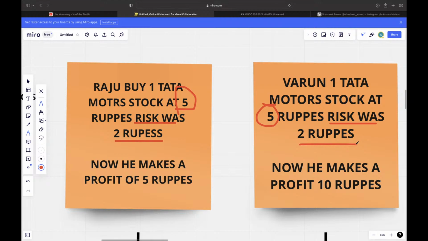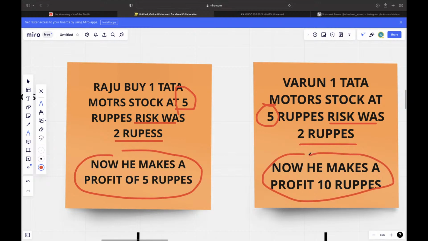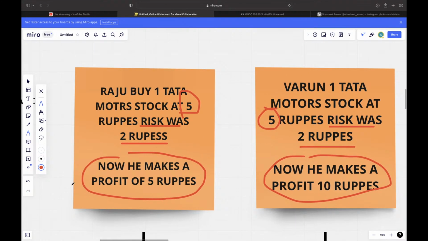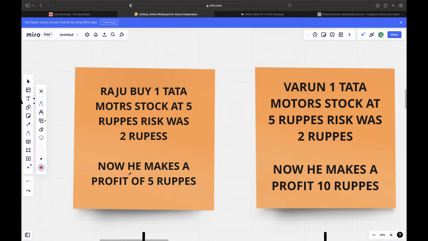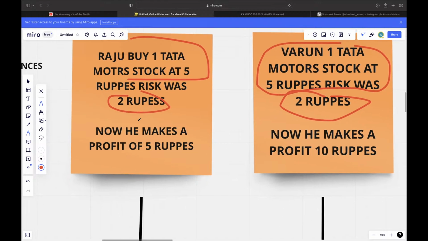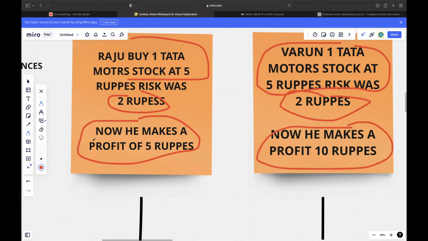How much was the risk, guys? Rupees 2. Now he makes a profit of rupees 5. Same here, he makes a profit of rupees 10, sorry. So what is the difference in both? Look at this. Both buy at 5. Both have a risk of rupees 2. So if they have a loss, they have a loss of rupees 2. But over here, if Raju makes profit, he makes 5, and over here, if Varun makes profit, he makes 10.